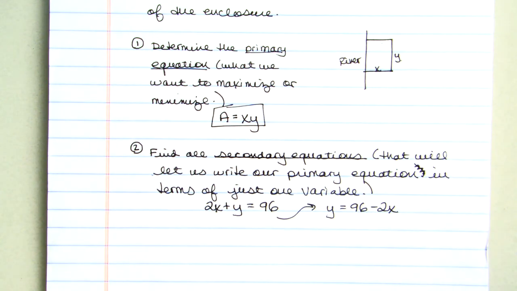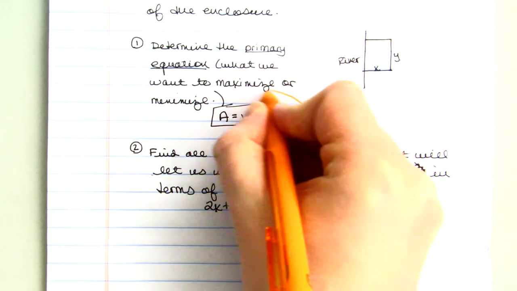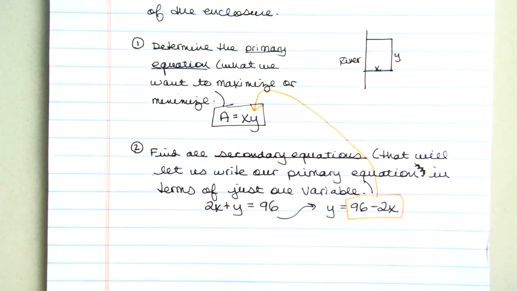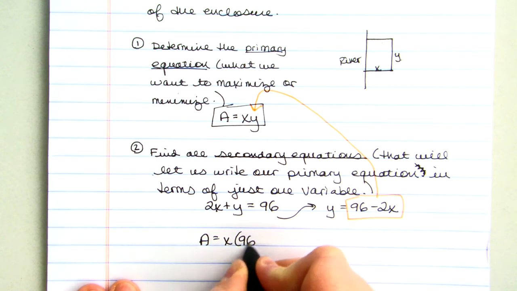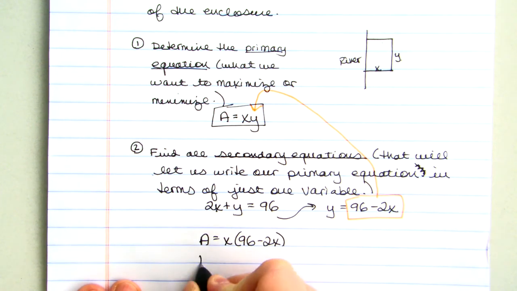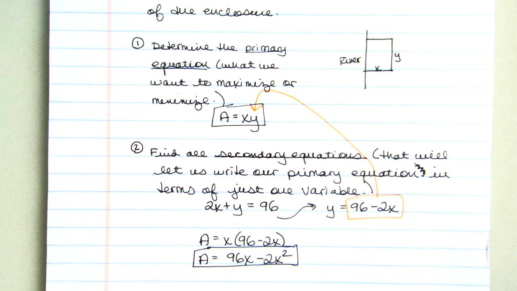And the point is, I can then plug this in to my primary equation to get my primary equation just in terms of x. A is going to equal x times 96 minus 2x, or A is going to equal 96x minus 2x squared. And the whole point is I now have a function that I can go through some stuff to find the maximum, or in other cases, the minimum of.